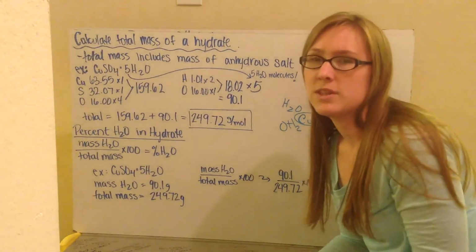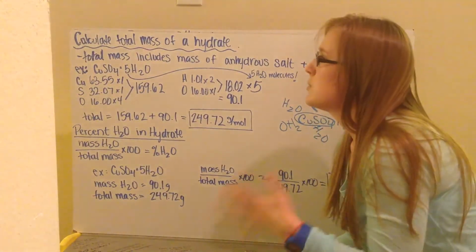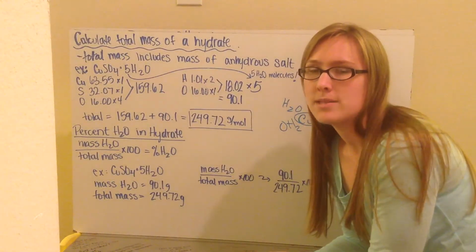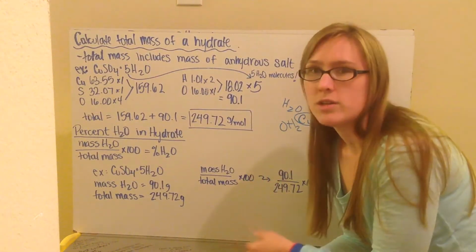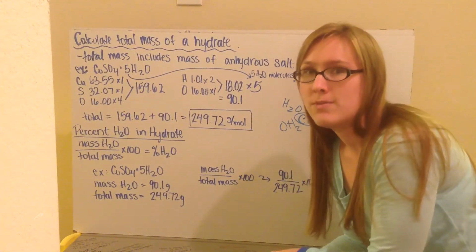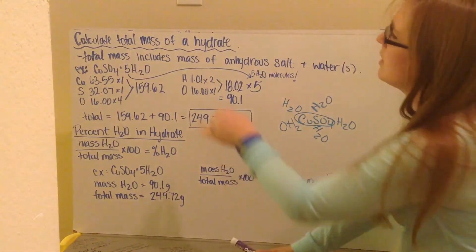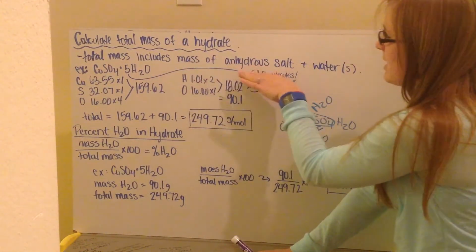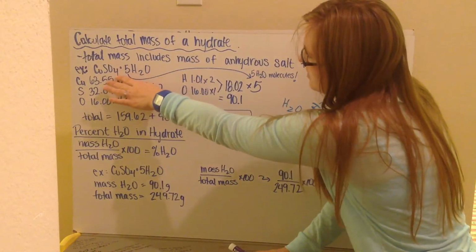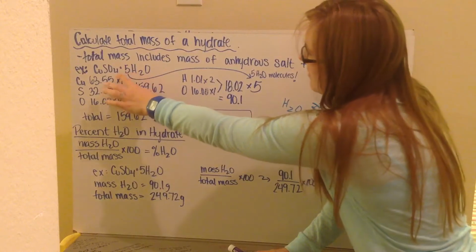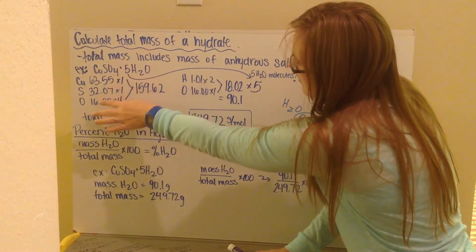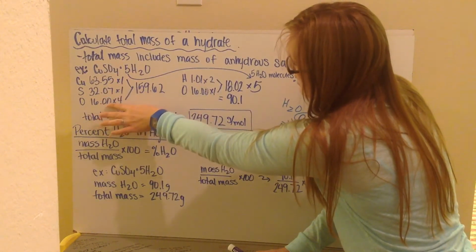There's a couple of different things we can do with hydrates. First, we can calculate the total mass of our hydrate. This is just like how we calculated the molar mass of any one of our salts, but this time I need to incorporate the waters that are attached, and however many waters are attached. So my total mass includes the mass of my anhydrous salt plus my waters. Continuing with my example of copper 2 sulfate pentahydrate, I have the mass of my CuSO4: 1 copper, 1 sulfur, 4 oxygens.